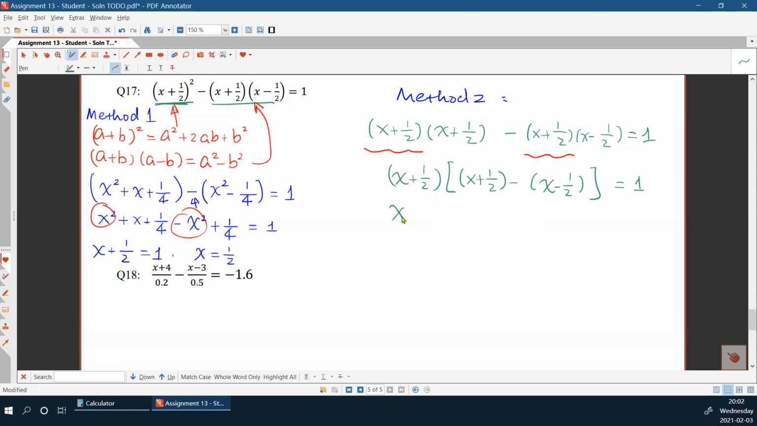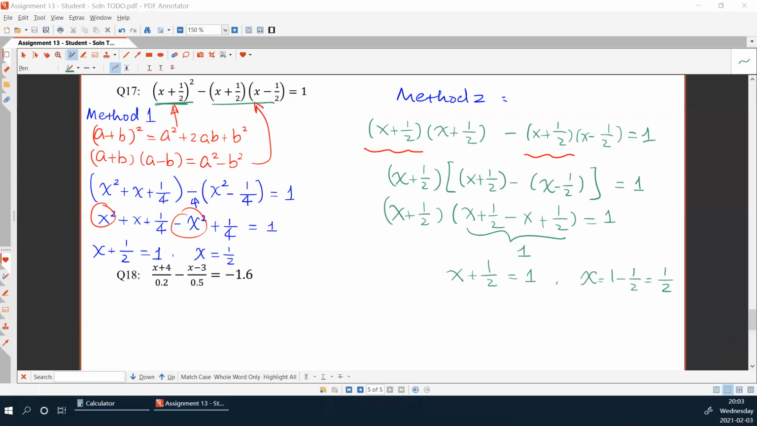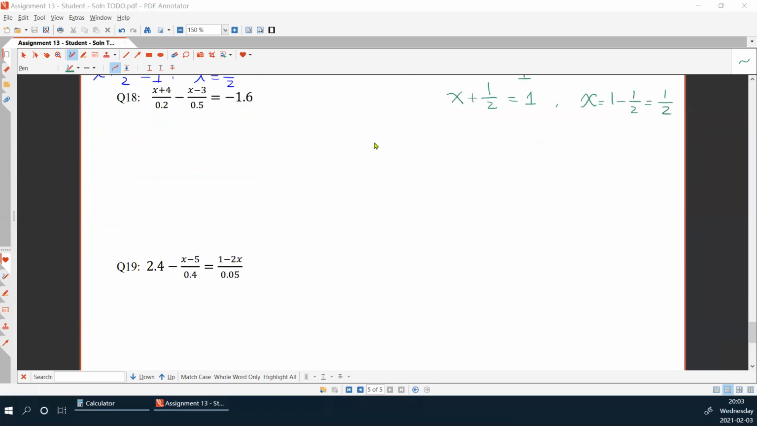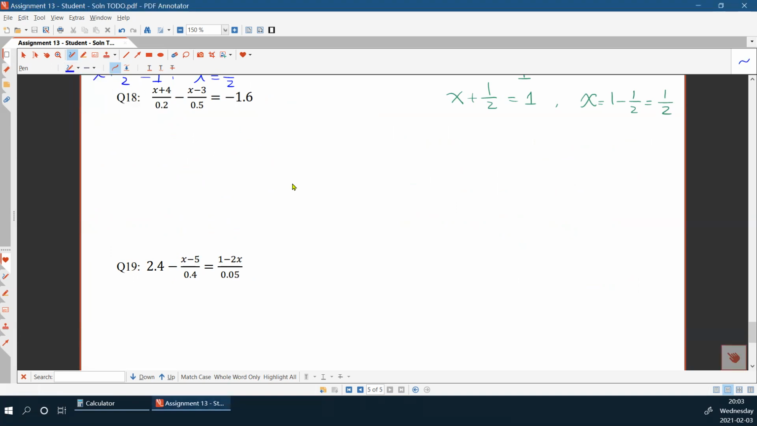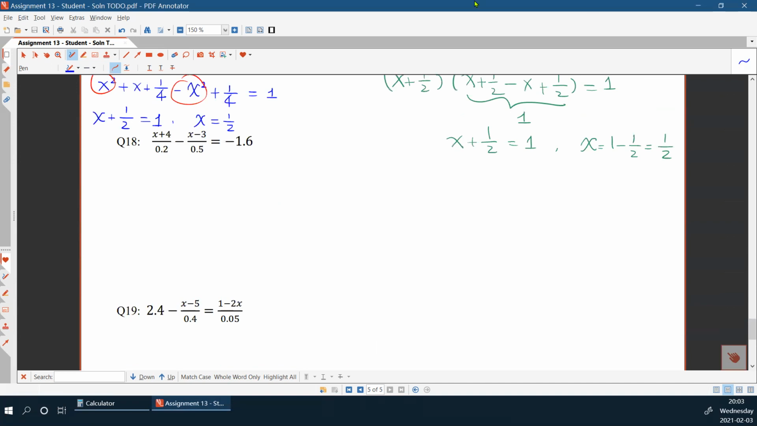So in this way, this gives you x plus 1 over 2 times x plus 1 over 2 minus x plus 1 over 2, which is 1. And this gives you 1, right? So that means x plus 1 over 2 is 1. And then you know that x is 1 minus 1 over 2, which is 1 over 2. Right? You can use either method. Any questions? No? Okay, let's see the next one.